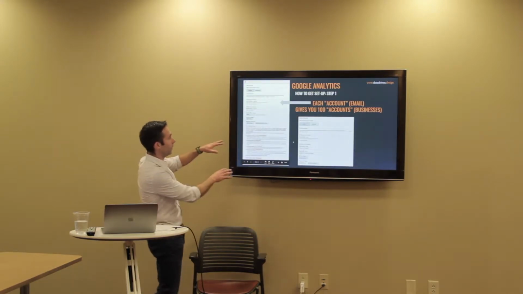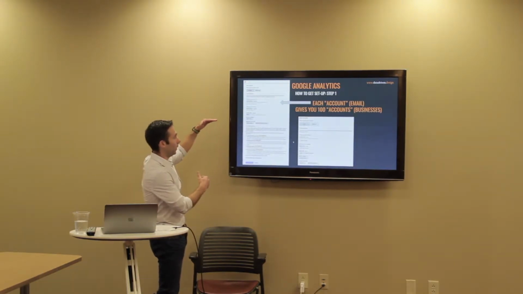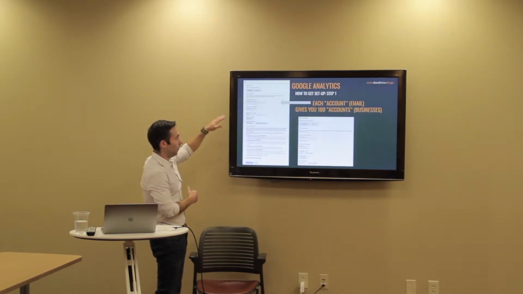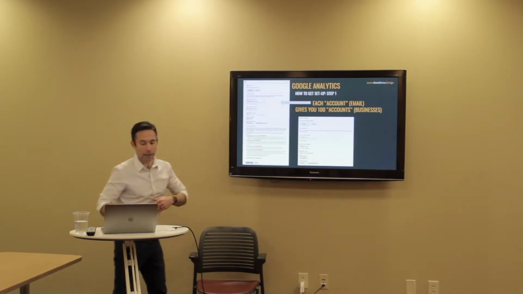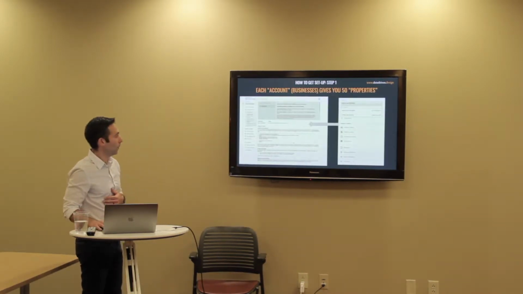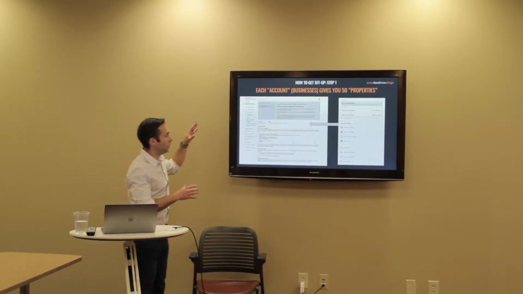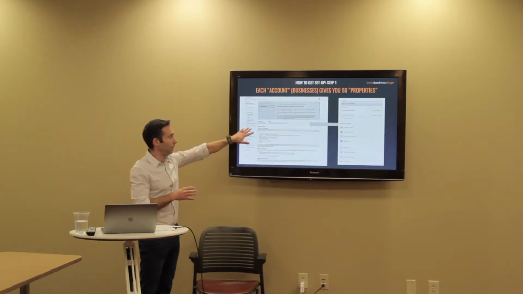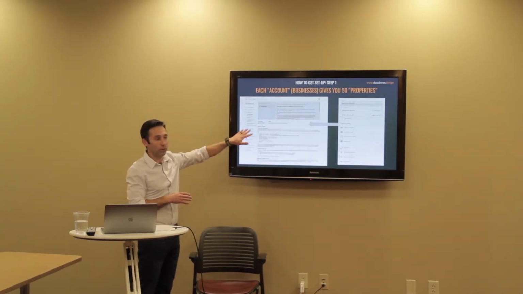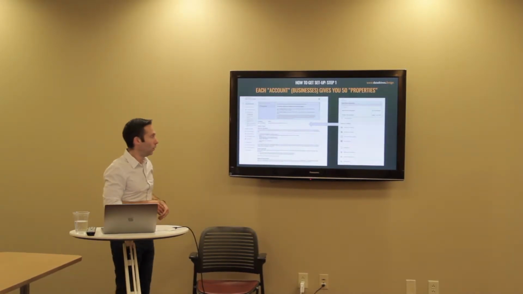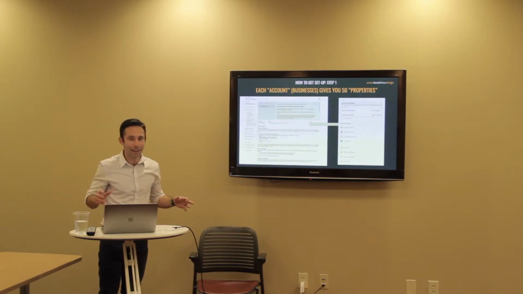So these are the screens that you'll see. It's very straightforward. It wants you to name the account, name the website, put the accurate web URL in here, and it gives you your tracking ID. So then it drops your tracking ID. It's always going to be UA dash and then the number. And it stands for Universal Analytics. So the UA number, you'll hear me say that all the time.